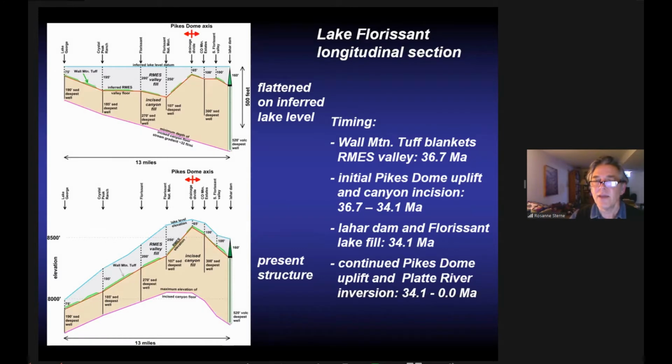So let's talk about timing. We've got the Wall Mountain Tuff that blankets this gentle Rocky Mountain Erosion Surface valley at 36.7. And then we start to see the initial Pikes Dome uplift represented by the canyon incision between 36.7 and 34.1. Then the Lahar Dam comes across, blocks that canyon, and we get the Florissant lake fill. So that's at 34.1. And subsequent to that, we get continued uplift of the Pikes Dome and inversion of the Platte River from 34.1 to 0 Ma.